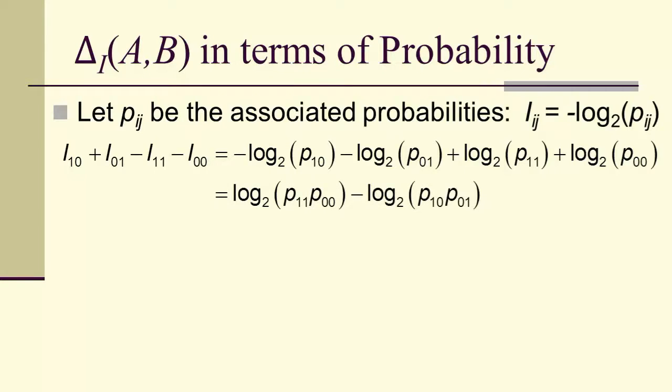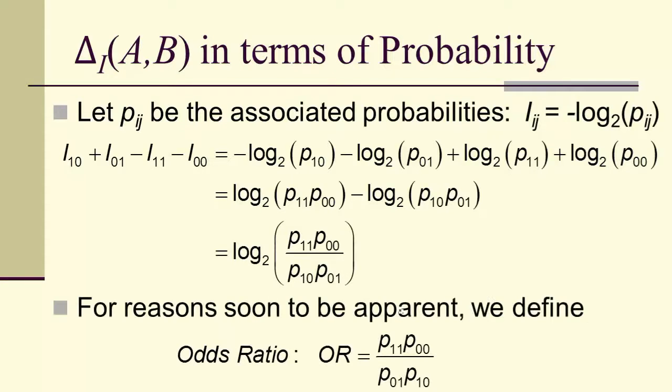Using properties of logarithms, we can combine these sums into products, and then differences become ratios. And for reasons we'll soon explore more fully, we're going to define this to be the odds ratio, this P11 P00 over P01 P10.